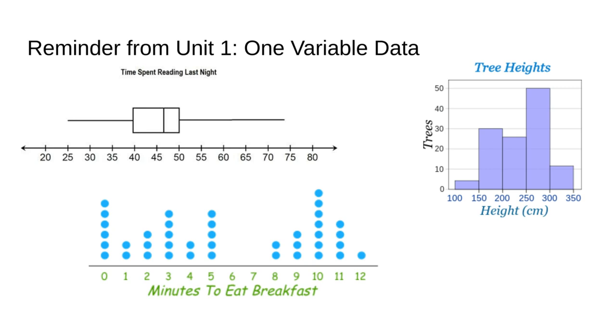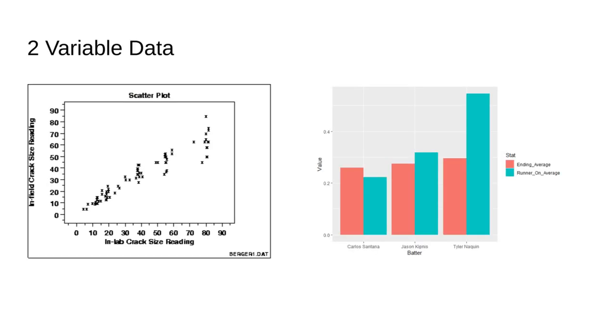If I asked you how many minutes does it take you to eat breakfast in the morning, we can compare those values against each other, or heights of trees in the histogram that you see right there. But our new unit is going to use two variable data. So this is when we have two things that we're comparing against each other, and we are going to have them plotted either on a scatter plot, which you'll see on the left there, or a bar graph.